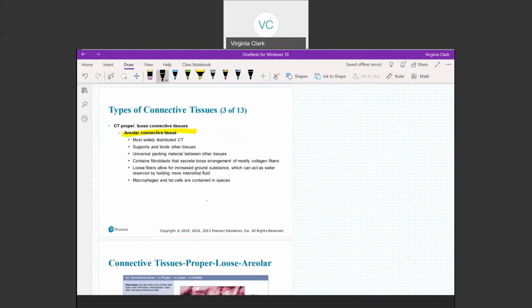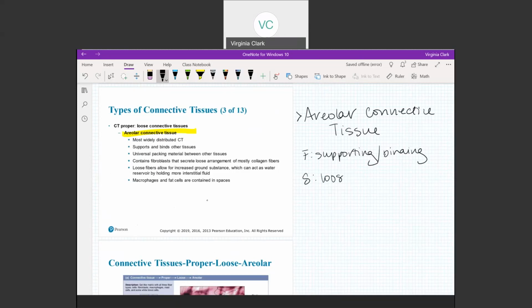The first kind is going to be areolar. And for this areolar connective tissue, we're going to do kind of like what we did before with function, structure, and location. The function of this is going to be supporting and binding our other cells together. It's going to hold things together. It also has the ability to store some things. The structure is a loose arrangement of fibers. So there's not a ton of fibers. There will be a lot of ground substance, so a little bit more of that liquid in between.